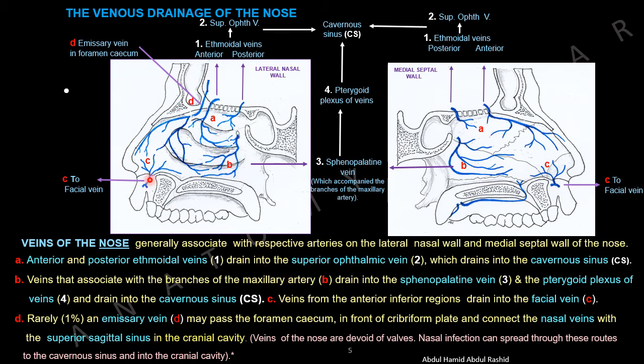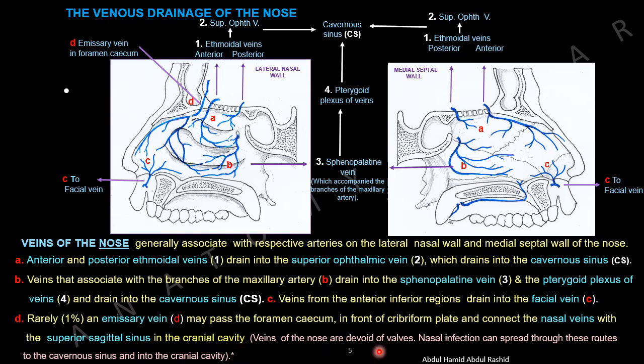This is area C, the anterior and inferior part of the nose. Veins from here drain to the facial vein. Rarely, in about 1%, area D, an emissary vein may pass through the foramen cecum in front of the cribriform plate and connect the nasal veins with the superior sagittal sinus in the cranial cavity.